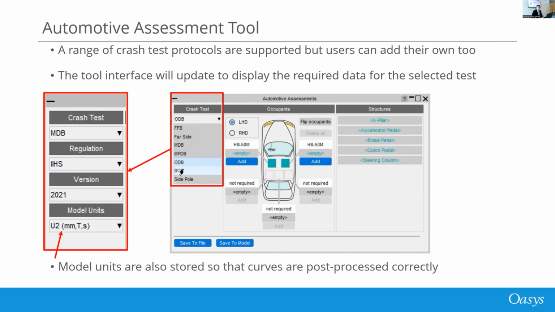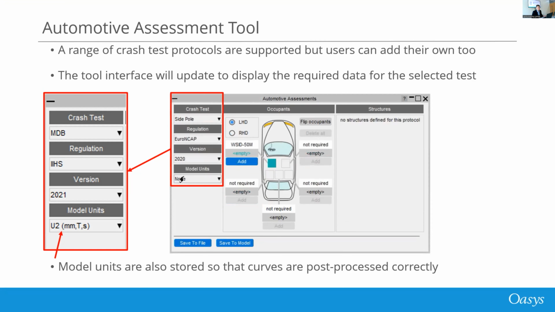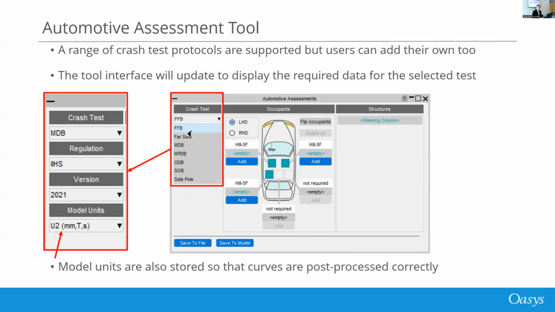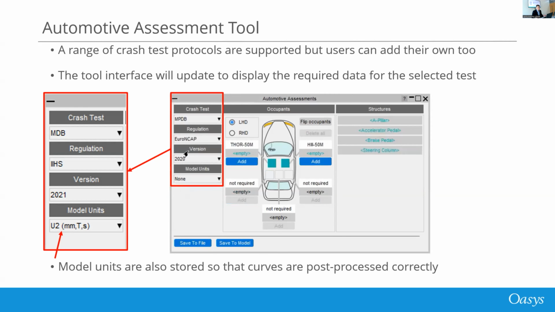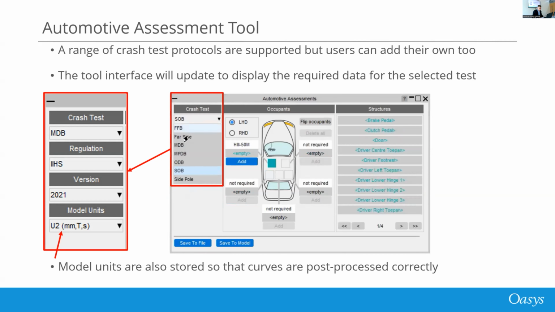As you can see, as we change the regulations, the user interface updates to match what kind of occupants we might be expecting for that particular protocol, as well as any of the additional structural data that is required. Lastly, there's also the option for the users to select the model units, and that's important because it means that when you're post-processing your data, it's in the correct unit. So you know that what you're looking at is correct in terms of what the protocol is requiring.